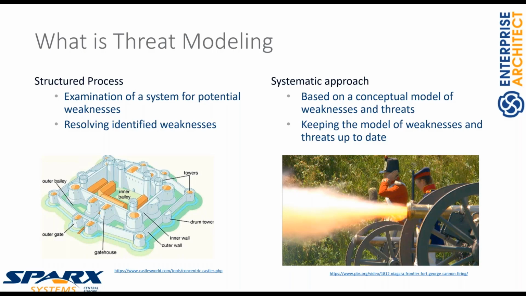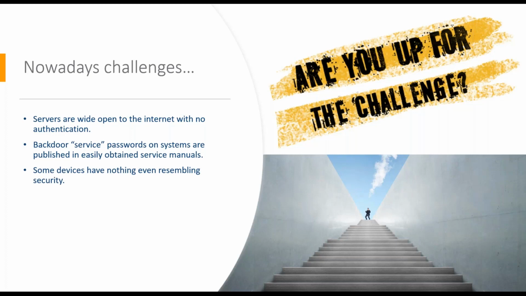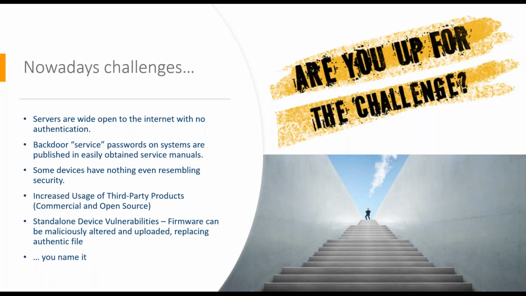All right. The way systems are currently being developed brings lots of security and safety challenges. Let me name a few. Building automation system servers are wide open to the internet with no authentication. Backdoor service passwords on systems are published in easily obtained service manuals. Some devices have nothing even resembling security. For instance, insulin pump manufacturers publish specifications for the communication protocol in patent filings. A hacker simply needs to buy parts or build a software-defined radio and hack the whole thing.